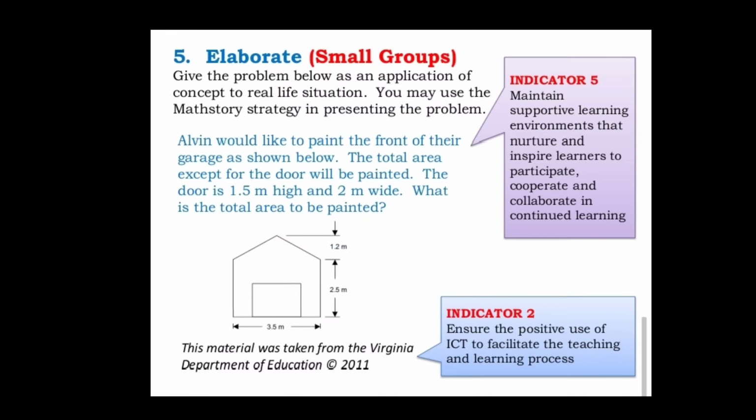It is a learning opportunity for the students in small groups, while the attachment of the source of material where it was taken supports indicator 2, which is positive use of ICT. Remember that positive use of ICT is acknowledging the source of your information, especially if it is taken from the internet.